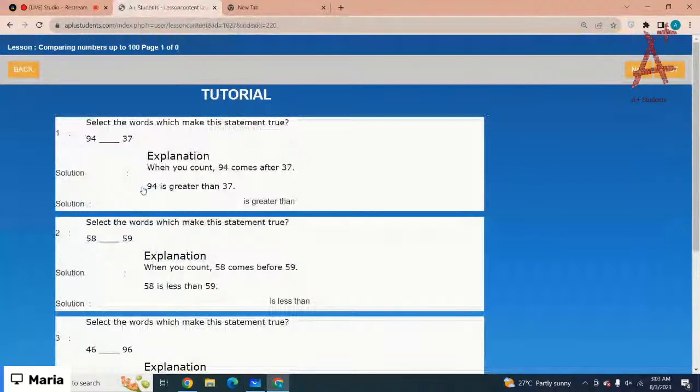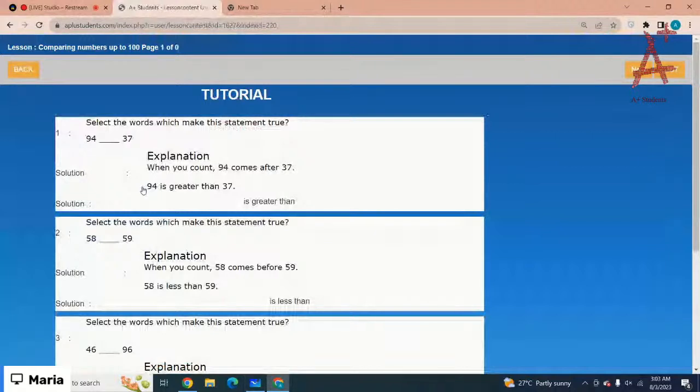Okay, the next one is select the words that make the statement true. 58 and 59. Which is the correct option? When we count, 58 comes before 59. When you're counting, it is 58, 59, and 60. So 58 comes before 59. That means 58 is less than 59, that means 58 is smaller than 59.